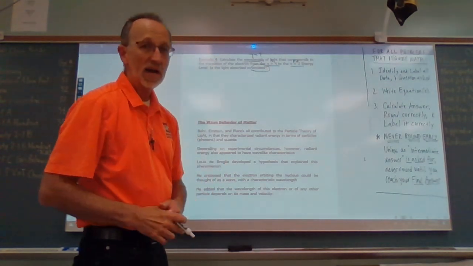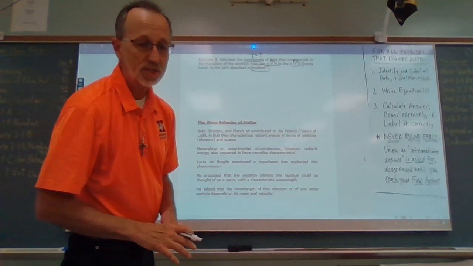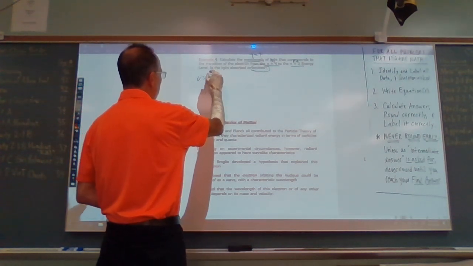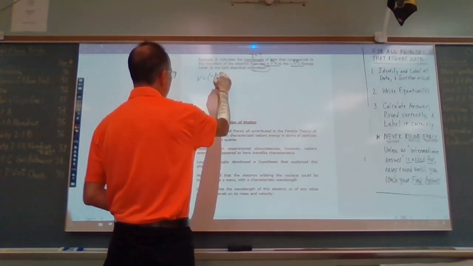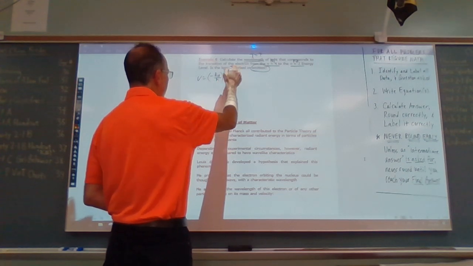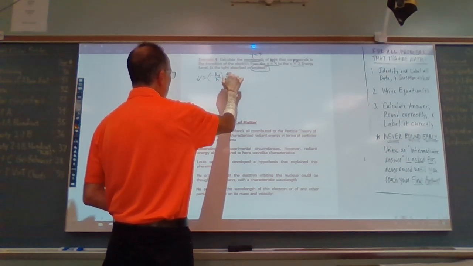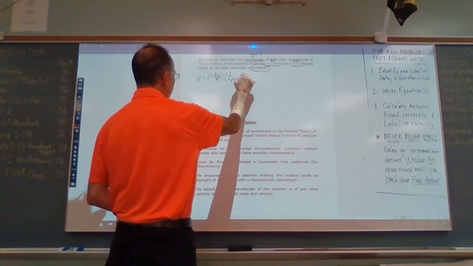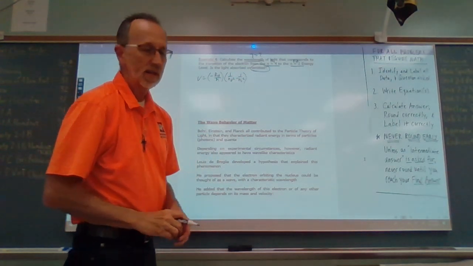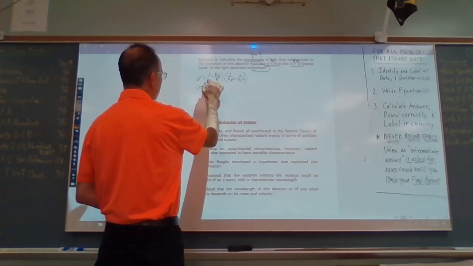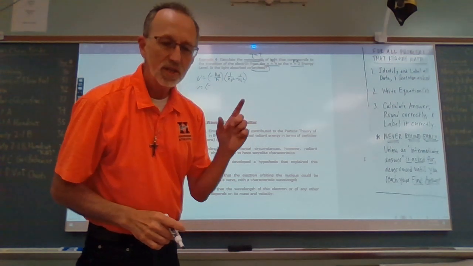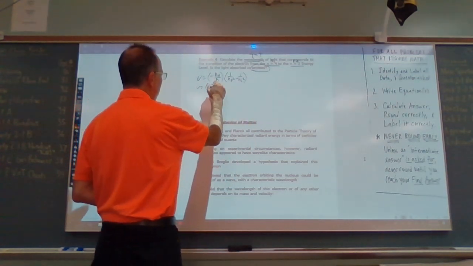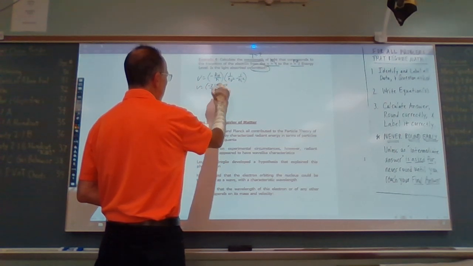So we're going to use our derived equation, the Bohr, Rydberg, and Planck equation combined, where frequency is equal to negative Rydberg constant over Planck's constant, times 1 over nf squared minus 1 over ni squared. So our frequency is equal to negative 2.18 times 10 to the minus 18 over Planck's constant, 6.63 times 10 to the minus 34.